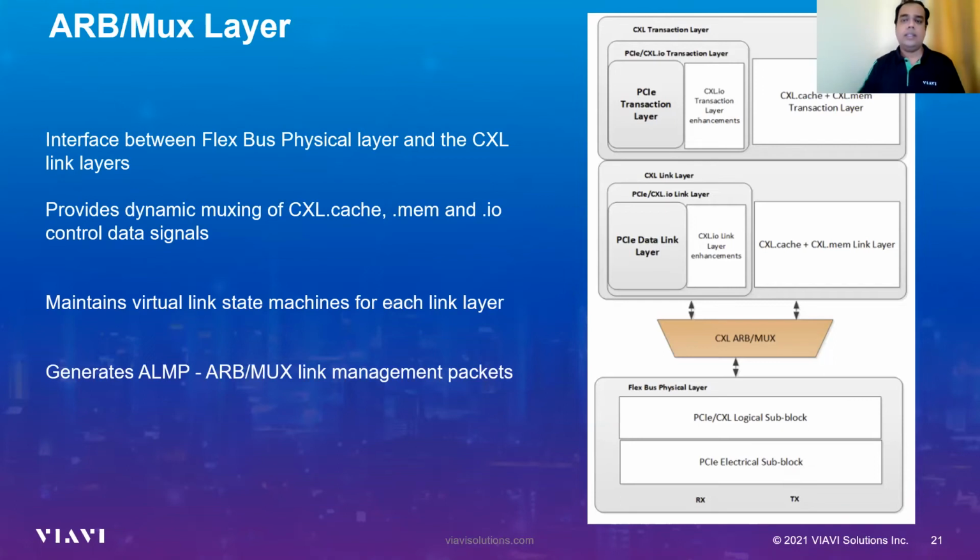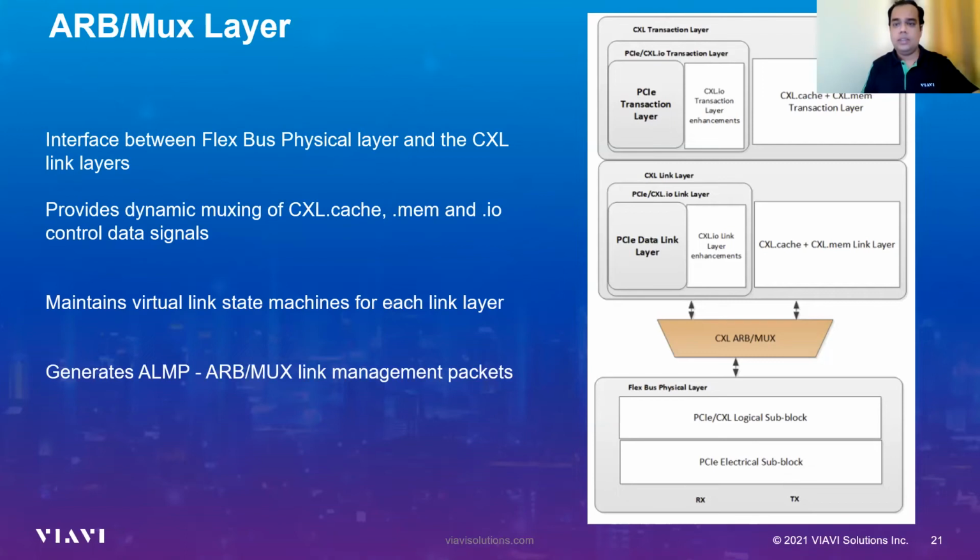The link and transaction layer have two subdivided logic cores. One handles the .io and the other logic core handles the .mem and .cache transactions. There are multiple link layers right here, and then multiple link layers interface with the physical layer through what is called the MUX layer that's shown in orange in the figure. The MUX layer provides dynamic muxing of the .io, .cache and .mem link layer controls and the data signals, and provides an interface between the link layer and the physical layer.